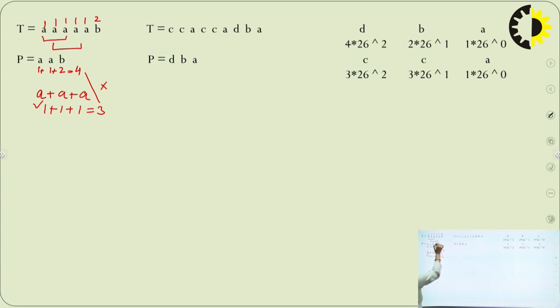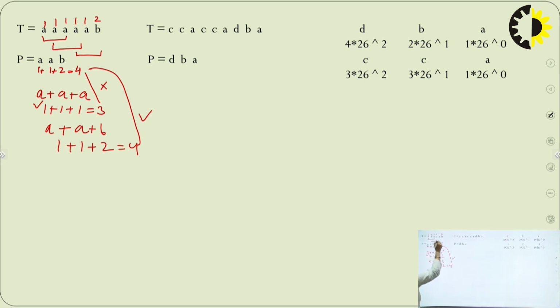Again, we shift one place and the value is A plus B, which is 1 plus 1 plus 2, which equals 4. And this is equal to the pattern's hash value. So the hash value of the text and the hash value of the pattern are equal. When we see that the hash values of both are equal, then we compare, or we can say match, all the characters from the text to the pattern.